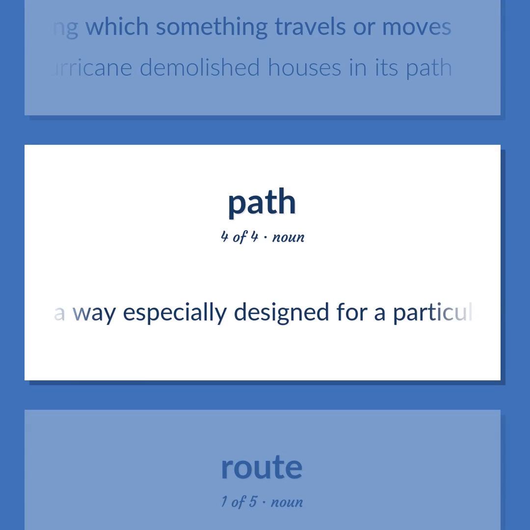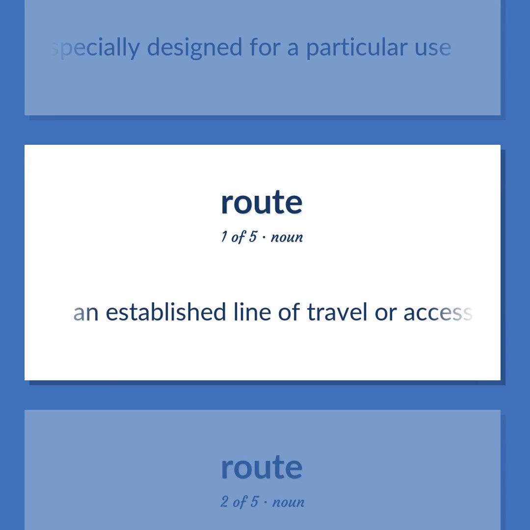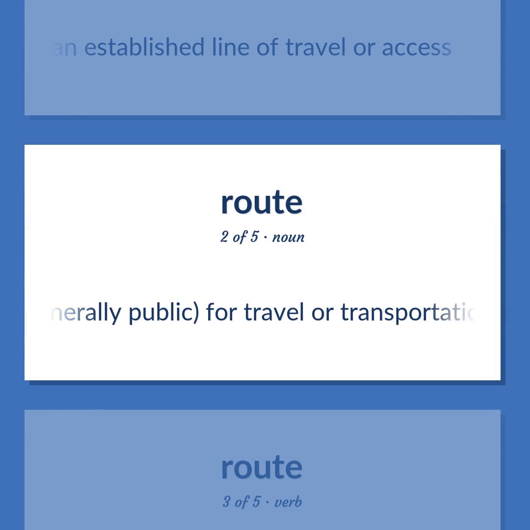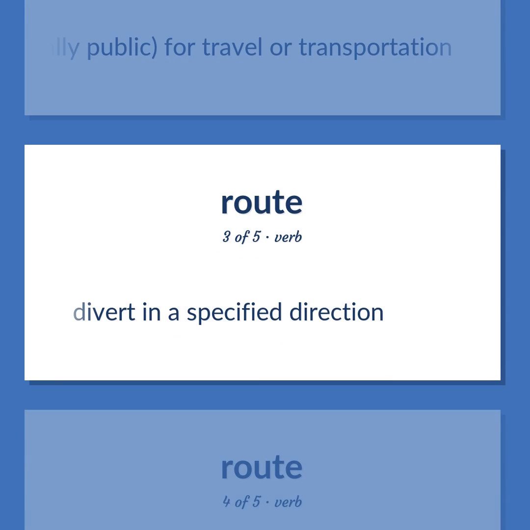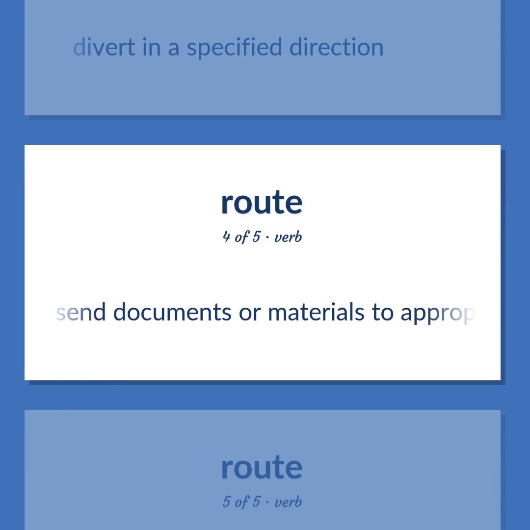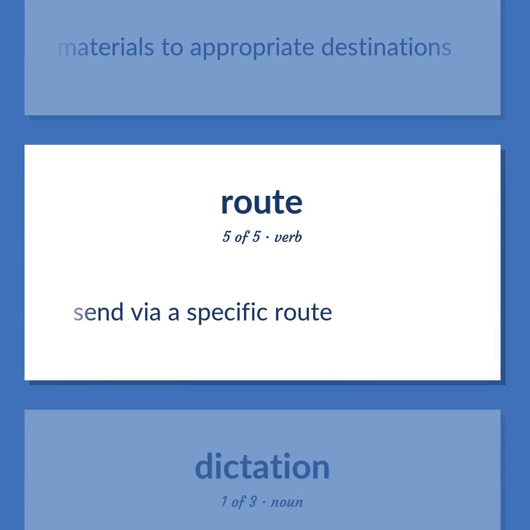A way especially designed for a particular use. An established line of travel or access. An open way, generally public, for travel or transportation. Divert in a specified direction. Send documents or materials to appropriate destinations. Send via a specific route.